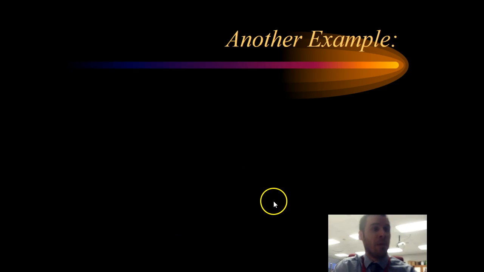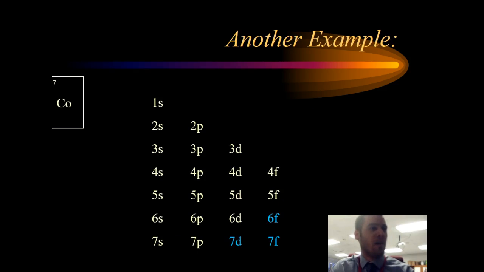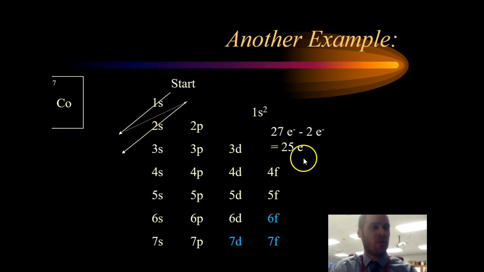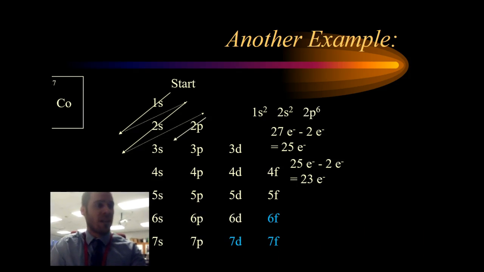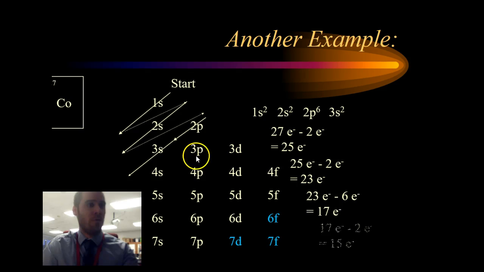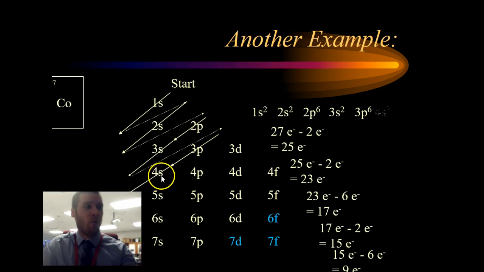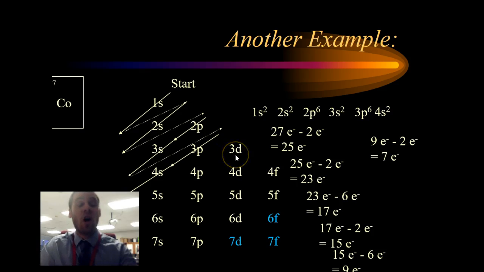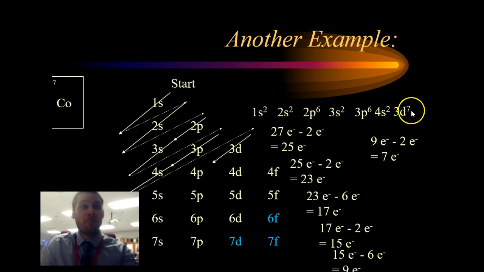So you might be able to be picking up on this trend by now. Let's do another example. Cobalt, atomic number 27, meaning that you have 27 electrons to account for now. We're going to start with 1s2. I have 25 more to go. 2s2. 2p can hold 6. 3s can hold 2. 3p can hold 6. 4s can hold 2. I'm doing the math. I still have 7 electrons to go. If you recall, the D orbital can hold up to 10 electrons, but I only need 7 more, so I'm going to end with 3d7.